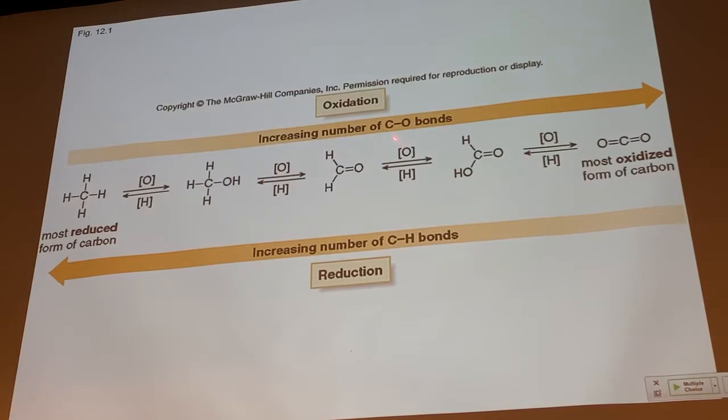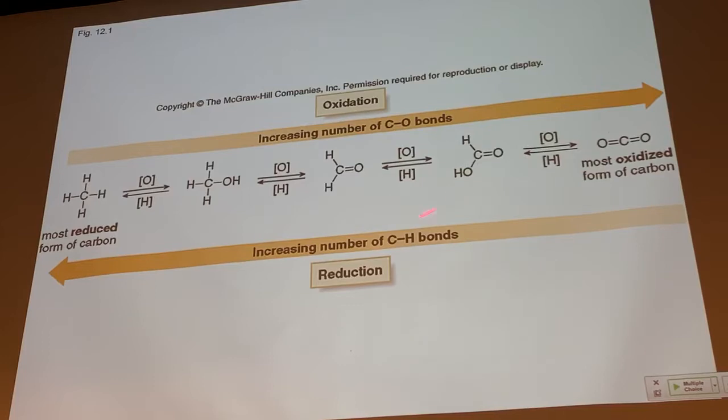You'll also see this O in brackets. That's shorthand for oxidation. That's not reaction conditions, but that's just shorthand indicating that that is an oxidation process. And then as we go the other direction, you see we're increasing carbon-hydrogen bonds and decreasing carbon-oxygen bonds. And the H in brackets is a notation we use to show reduction.